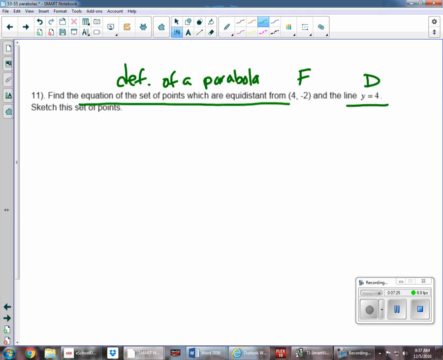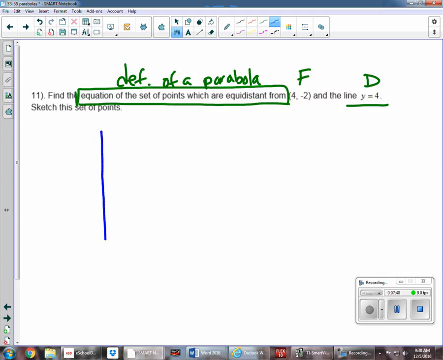Now, we know that we're going to have to do the parabola because it's in a parabola packet, and that's been the focus for this unit. However, when it comes to the Regents, we need to be able to identify what they're asking because it's going to be a mixture of all the questions you've learned all year. So the set of points equidistant from a point and a line is the definition of the parabola.